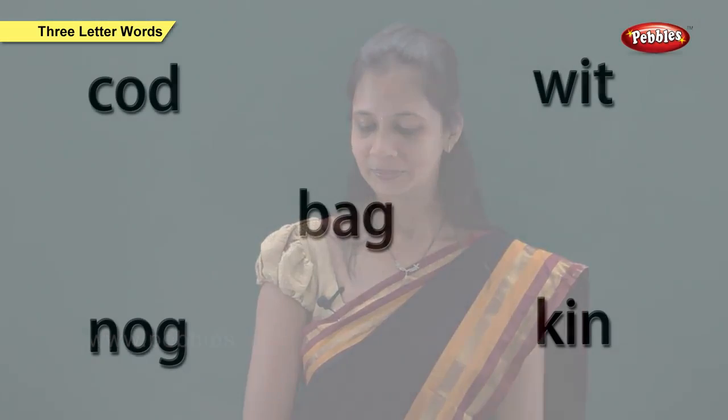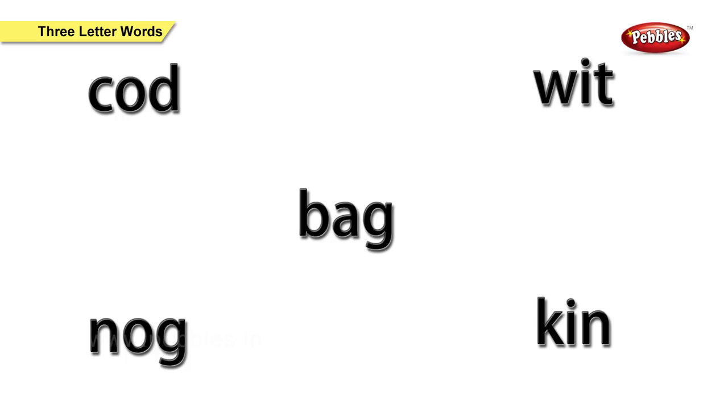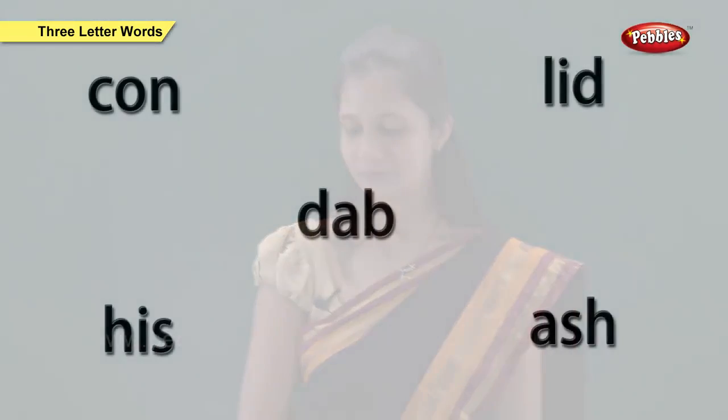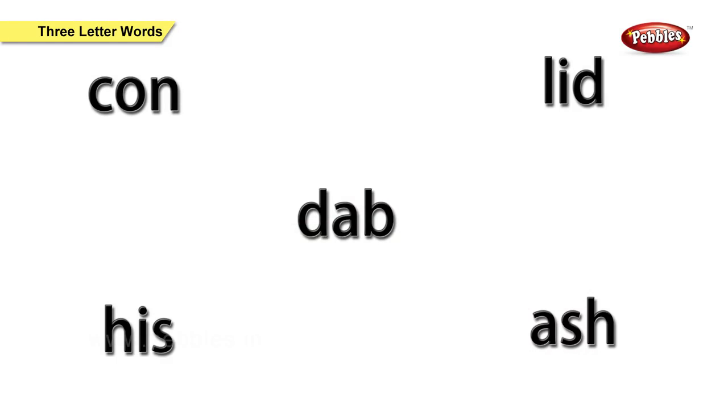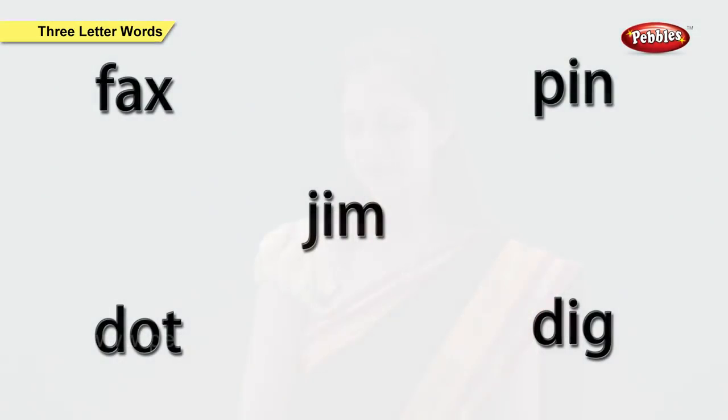Next. The word is bag. B-A-G. Next one. The word is dab. D-A-B. Next one. The word is fax. F-A-X. We have taken the test of the A sound. Now we are going to take the test of the E sound. I am going to show you a set of words.